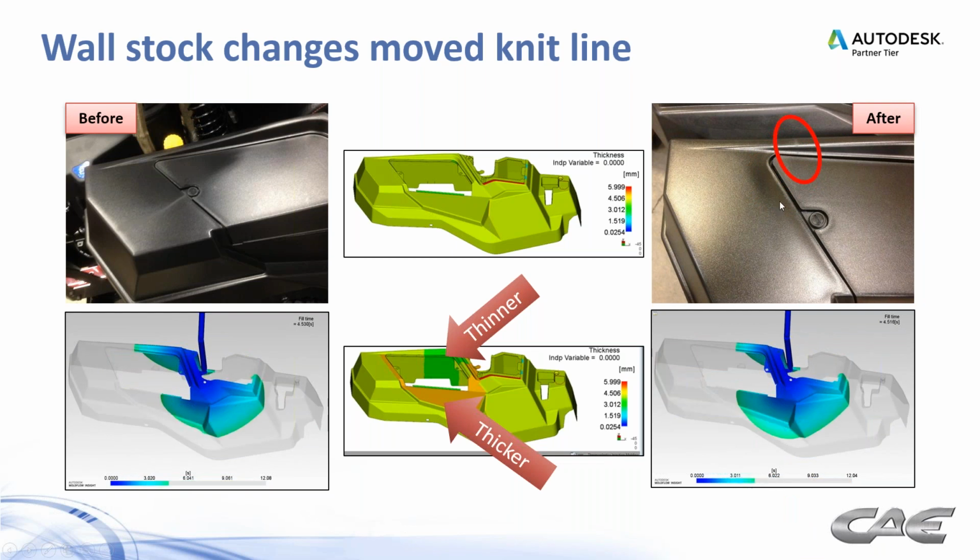And so they accepted that. We made the changes to the tool, and you can see the knit line falls exactly where Moldflow is showing that it can. Great, we were able to fix that one.